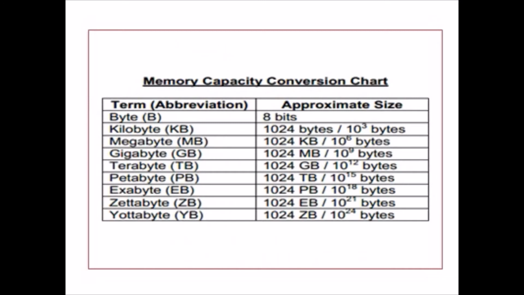Here is the memory capacity conversion chart. So hence we can say 1 byte is equal to 8 bits. 1 kilobyte is 1024 bytes. 1 megabyte is equal to 1024 kilobytes. 1 gigabyte is equal to 1024 megabytes. 1 terabyte is equal to 1024 gigabytes. 1 petabyte is equal to 1024 terabytes. 1 exabyte is equal to 1024 petabytes. 1 zettabyte is equal to 1024 exabytes. 1 yottabyte is equal to 1024 zettabytes.